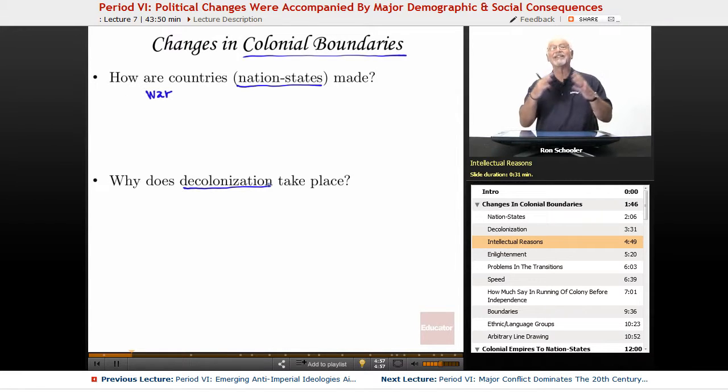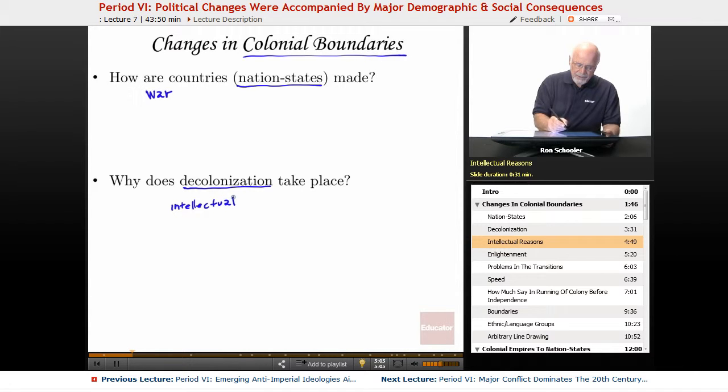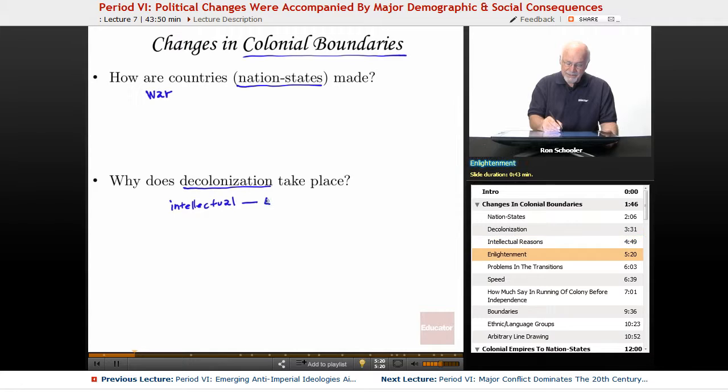What intellectual reasons? What ideas might throw seeds into the anti-colonial movement? I hope that you came up with the Enlightenment. Now, the Enlightenment, of course, was an 18th century phenomenon and moved into the 19th century.